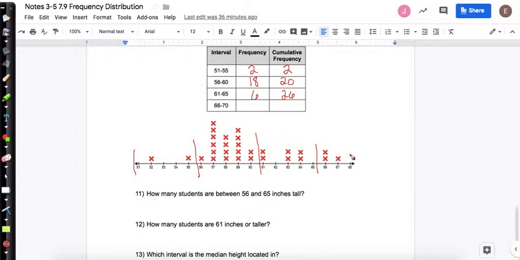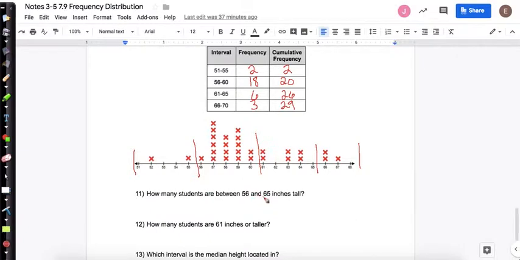And then finally 66 to 70, and notice my graph ends at 68. But that's okay, it doesn't have to end at 70, there just aren't any students with heights of 69 or 70, so it just stopped at 68. So 1, 2, 3, and the cumulative frequency would be 29. So there are 29 x's here, which represents 29 heights of 7th graders.